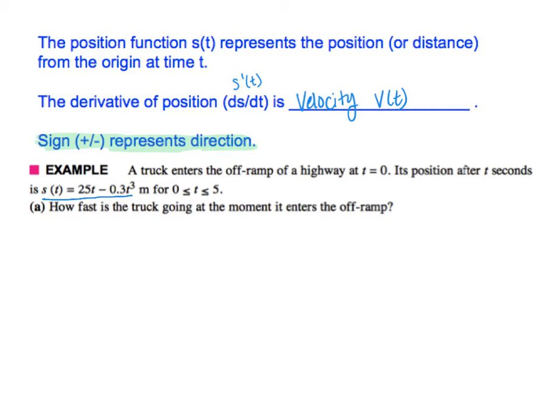So with these types of problems, you're thinking about what type of formula you need in order to answer this question. So how fast? That's a velocity question. So we're going to take our equation and find the derivative. So s prime would be 25 minus 0.9 t squared. And at the moment it enters the off-ramp, that would be when t is equal to 0. So s prime of 0 equals 25 minus 0.9 times 0 squared, or 25. Our units here would be meters per second.